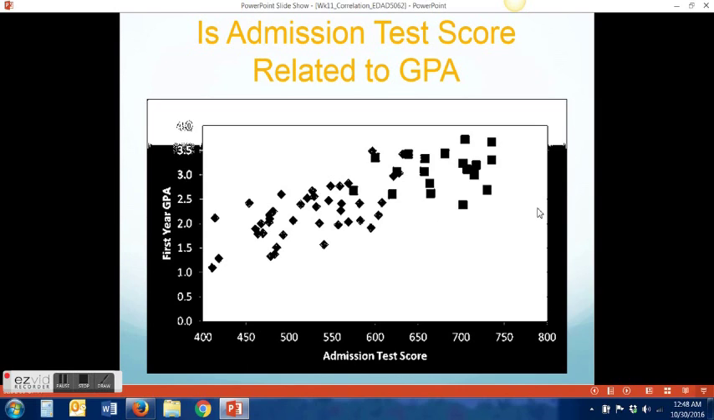And then really, finally, the restriction of range can lead to erroneous conclusions. What is restriction of range? Let's take a look at that now.